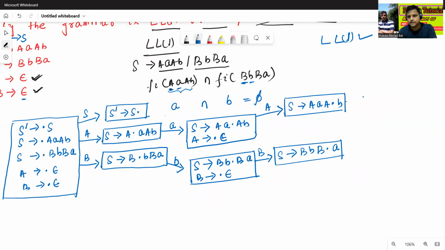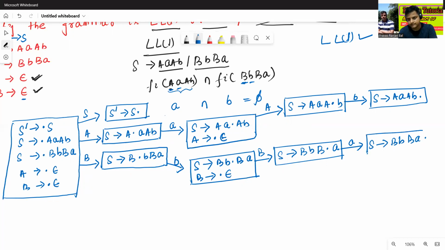Then here we'll scan small b, S2 A, B dot. A S2 B, A dot. Okay, this is completed. Now just make the number.